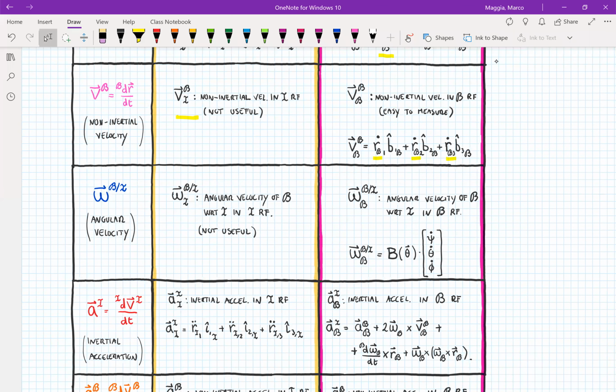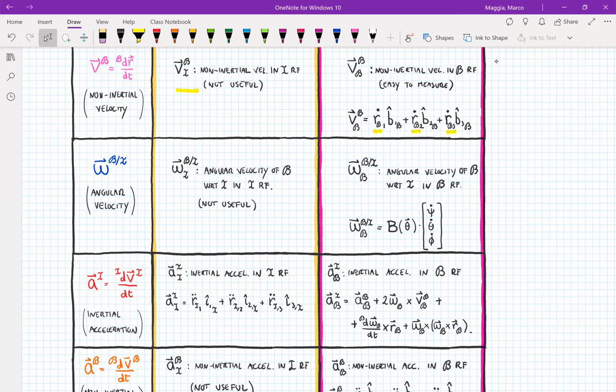Okay, then what about the angular velocity? Well, the angular velocity is the relative velocity, the rotational velocity of frame B with respect to frame I, and so being omega a vector, it also can be expressed in any coordinates, but in this case, of course, we're interested in two types of coordinates, the inertial and the body coordinates. When it comes to the angular velocity in the inertial coordinates, once again, this is not very useful, so we're going to forget about it.